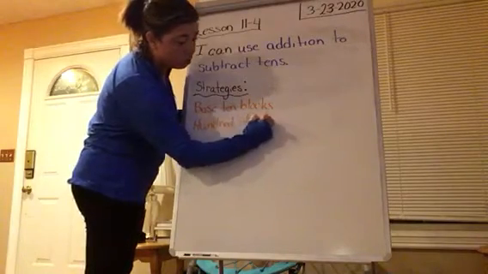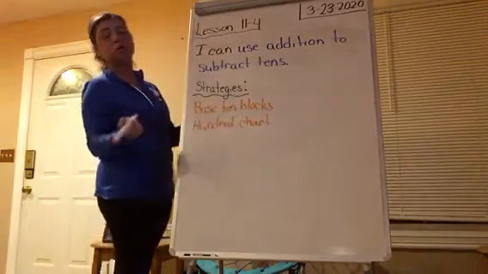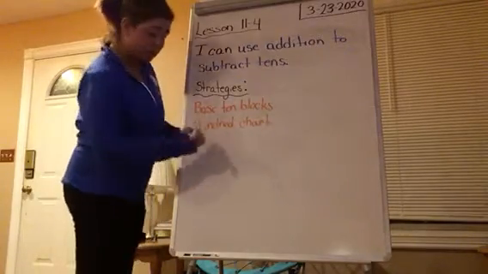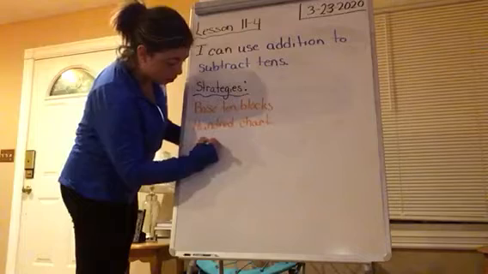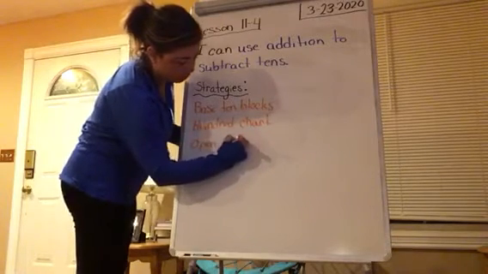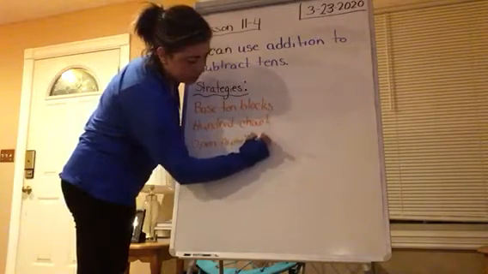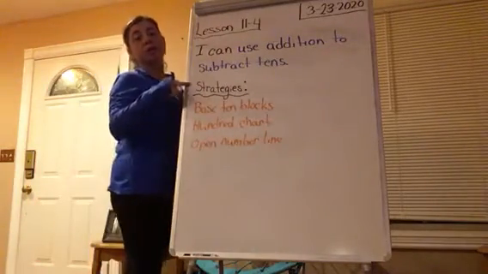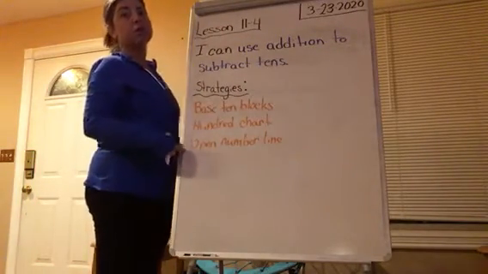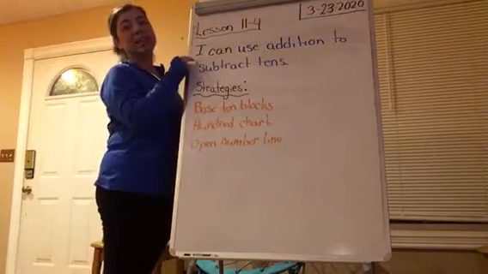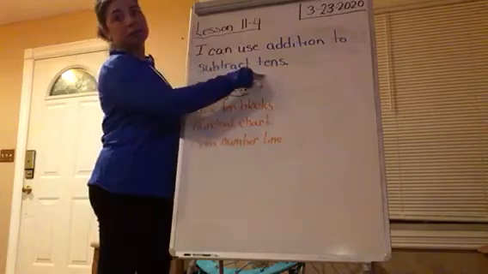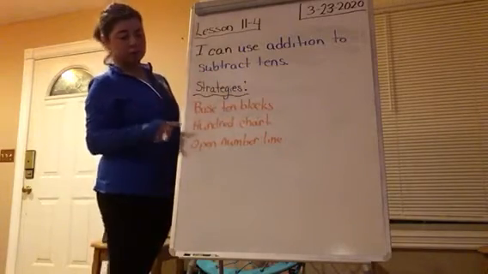And we're going to go over all of these strategies and how to use them again. And what was the last strategy that we used on Friday? That's right, we used an open number line. So today we are going to not only be using these strategies, but we're also going to talk about how we can use addition, which is what we did in the topic before, to subtract tens. So let's talk about these strategies here.